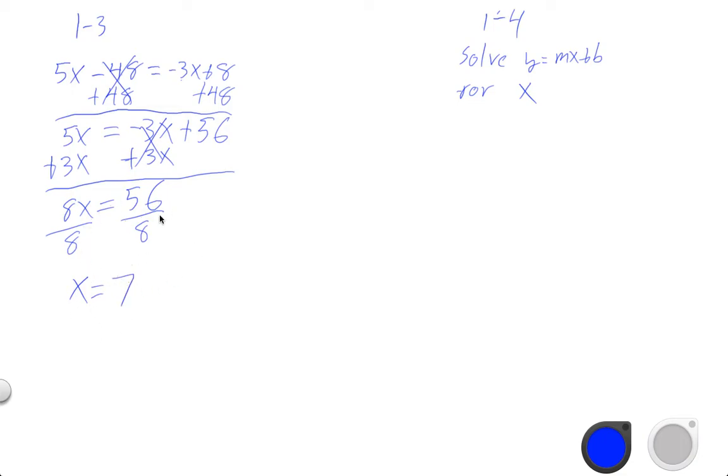Okay, and again, you could have done this the other way. You would have ended up with negative 8x equals negative 56. When you divide a negative by a negative, you still come out with x equals 7.